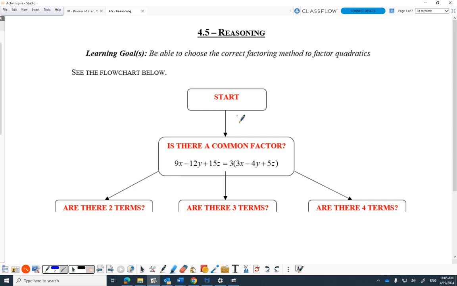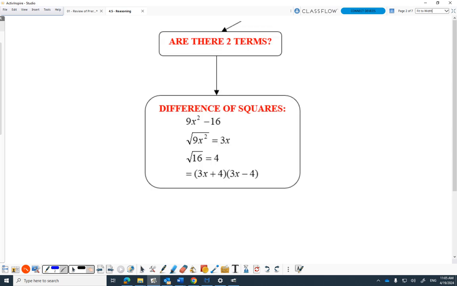Now, my page doesn't go nicely like yours, so you're going to have to follow down the page where I go, because I couldn't fit it all on one page nicely. If you look here, are there 2 terms? If there's 2 terms, you're looking for difference of squares. That was the last one we did, and for some people, the easiest factoring.